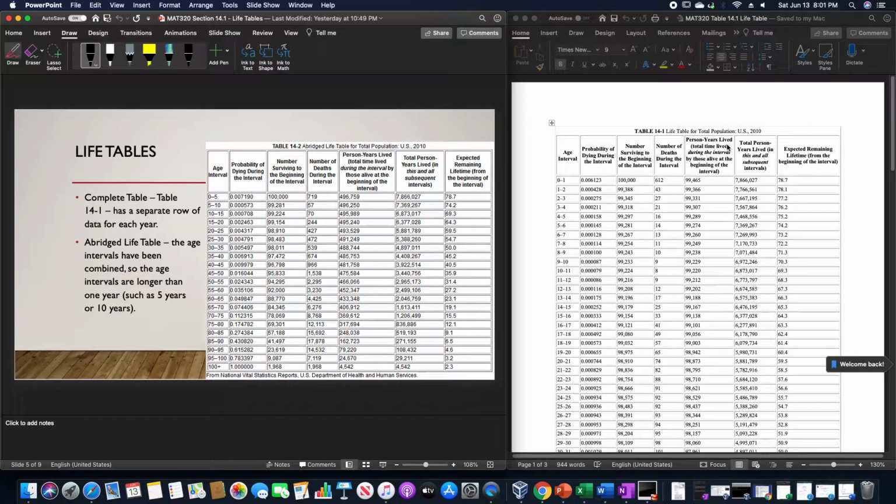And we can make an abridged life table. Well, this is an example of a complete table. It has a separate row of data for each year. In an abridged life table, the age intervals have been combined, so the age intervals are longer than 1 year, such as 5 or 10 years. This table here is an example with 5.